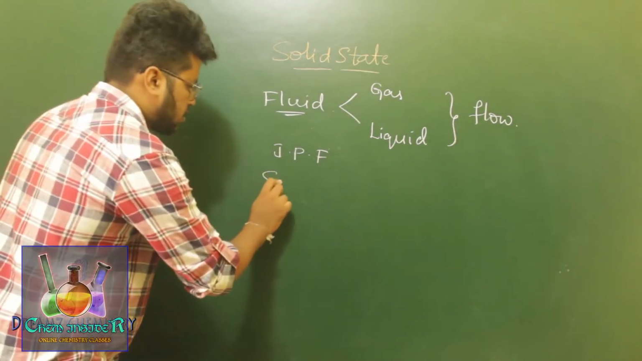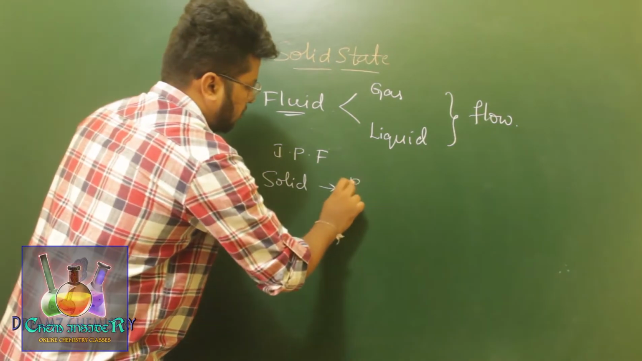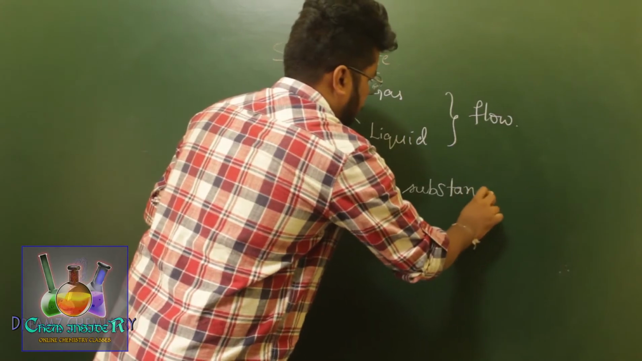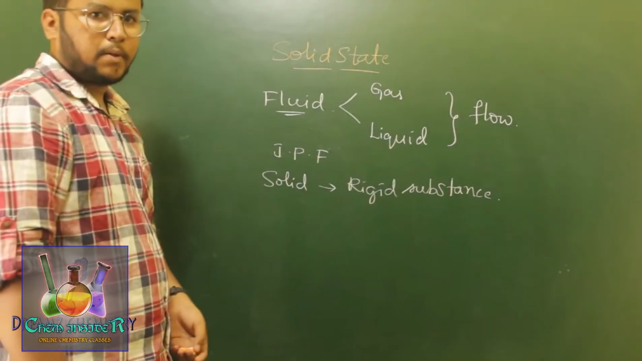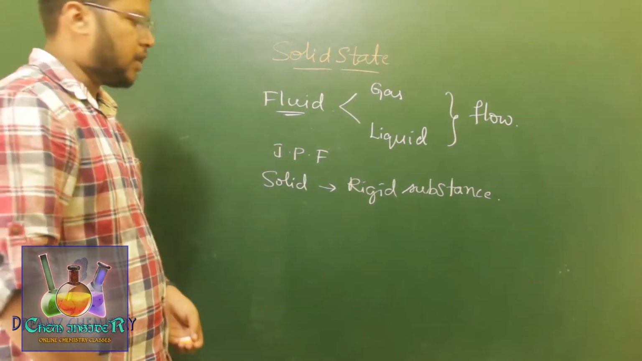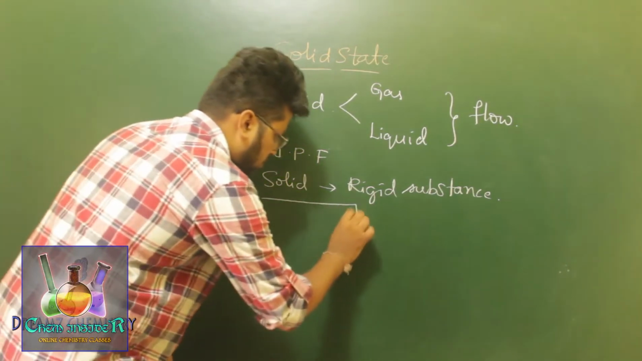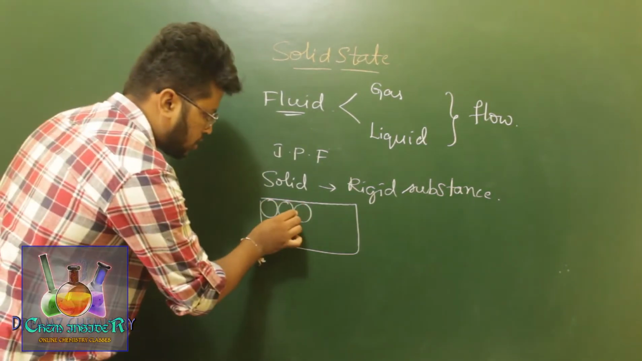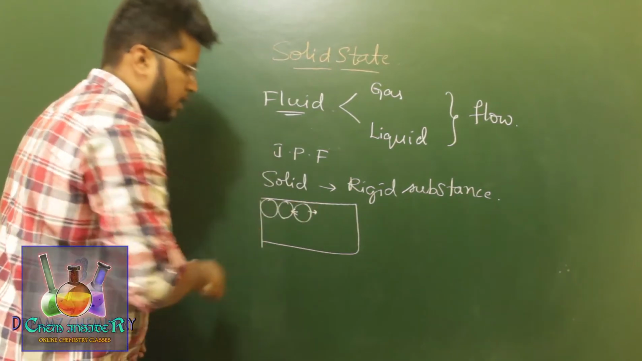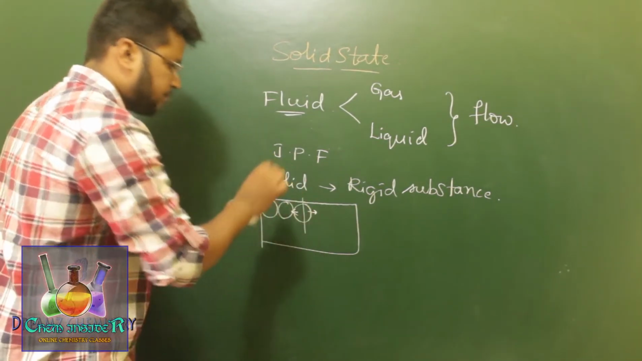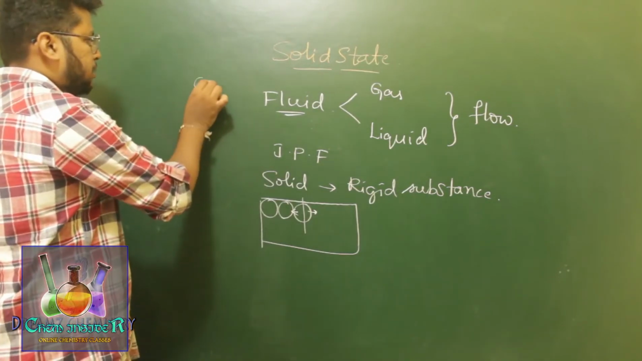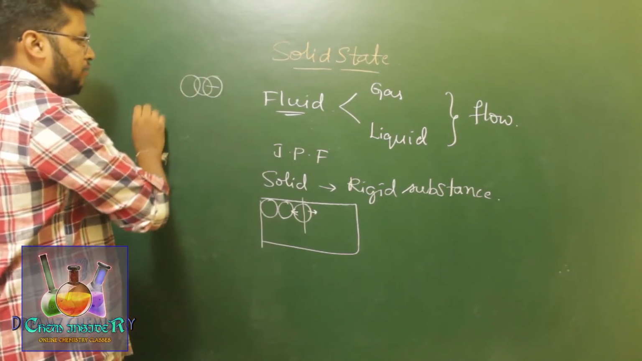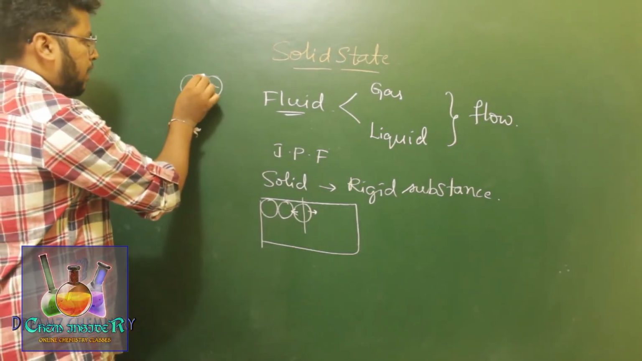That results in solids being rigid substances, hence they cannot flow. But at the microscopic level, what we have observed is that the particles of a solid, when observed closely, start to oscillate left and right about their mean position. That means sometimes they go slightly towards the right and sometimes towards the left, making them vibrate about their mean position.